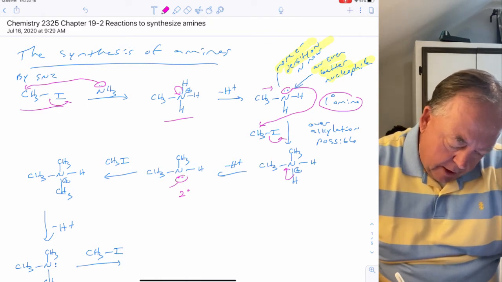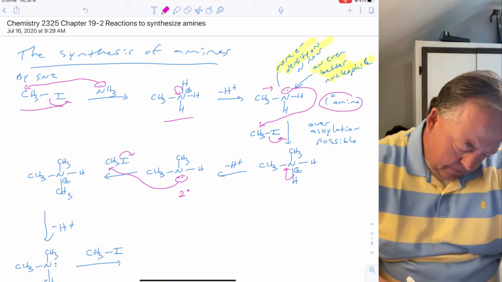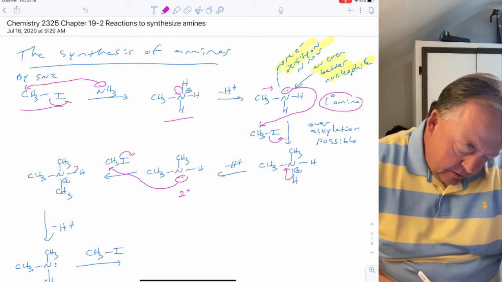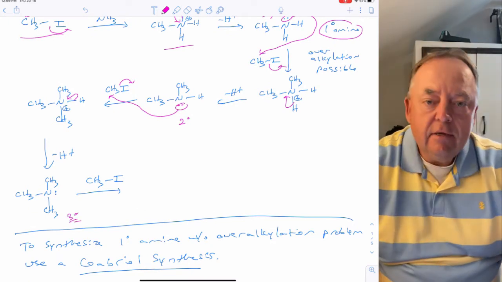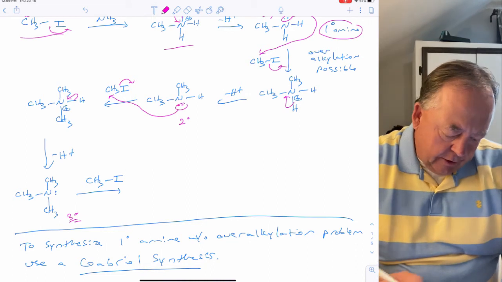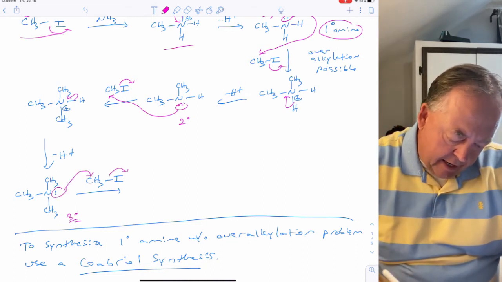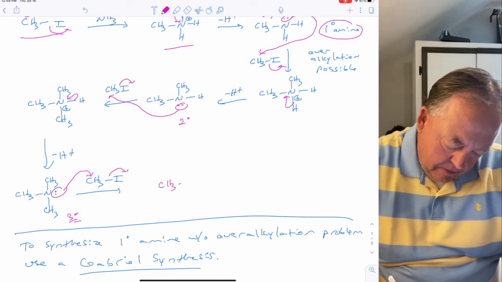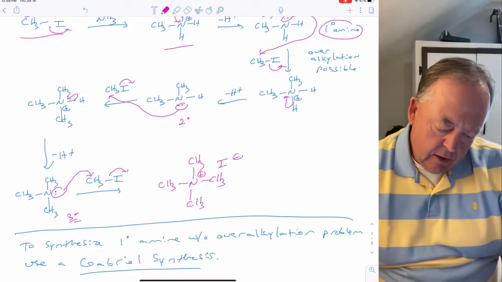So you can take a lone pair, make another bond to carbon and kick another iodine off, and then lose a hydrogen, and now you have a tertiary amine, and that's still a nucleophile because it's still got a lone pair of electrons on nitrogen. So it could react with a fourth equivalent of the alkyl iodide. And now you have the quaternary amine, and now there's nothing it could do.